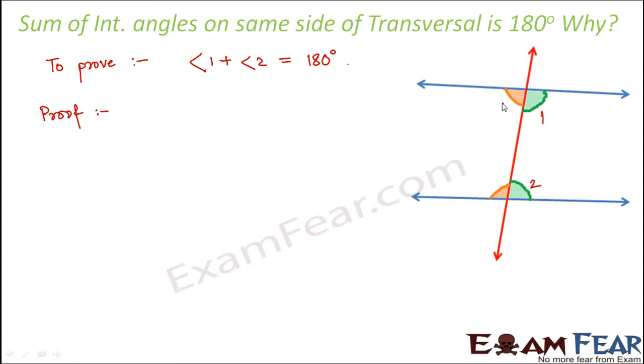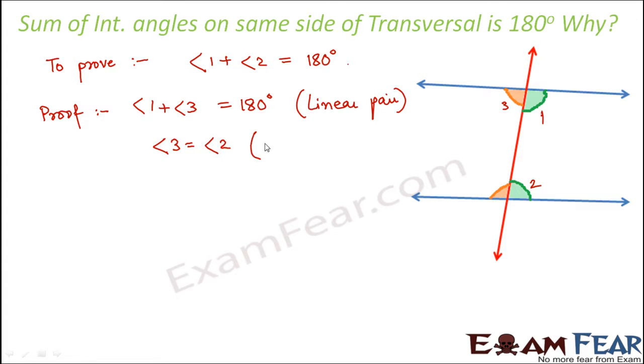Now let's call this angle, angle 3. We already know that angle 1 and angle 3 form a linear pair. So angle 1 plus angle 3 is equal to 180 degrees. This is something already known to us. We also know that angle 3 is equal to angle 2 because these are alternate interior angles, because we know that these two lines are parallel, and alternate interior angles are equal.